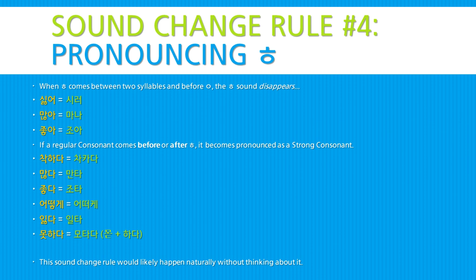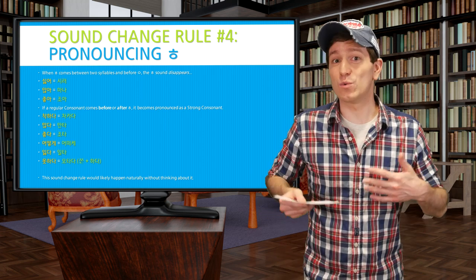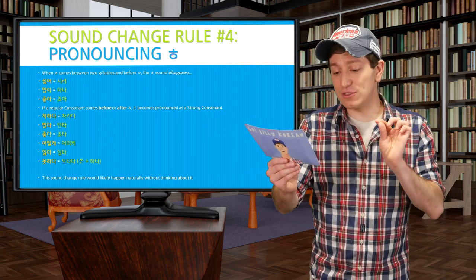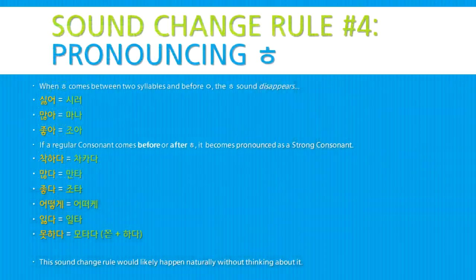Next, 어떻게. And next we have 일타. And finally, 못하다. This one, 못, by itself, becomes pronounced as 못 due to regular sound change rules where that letter cannot be pronounced, so it becomes a tigut, as I've written on the slide. That sound then combines with the hiat, that H sound, and becomes 타다, 못하다. So this one's kind of a combination of two rules that we've learned so far, so just pay attention to that.